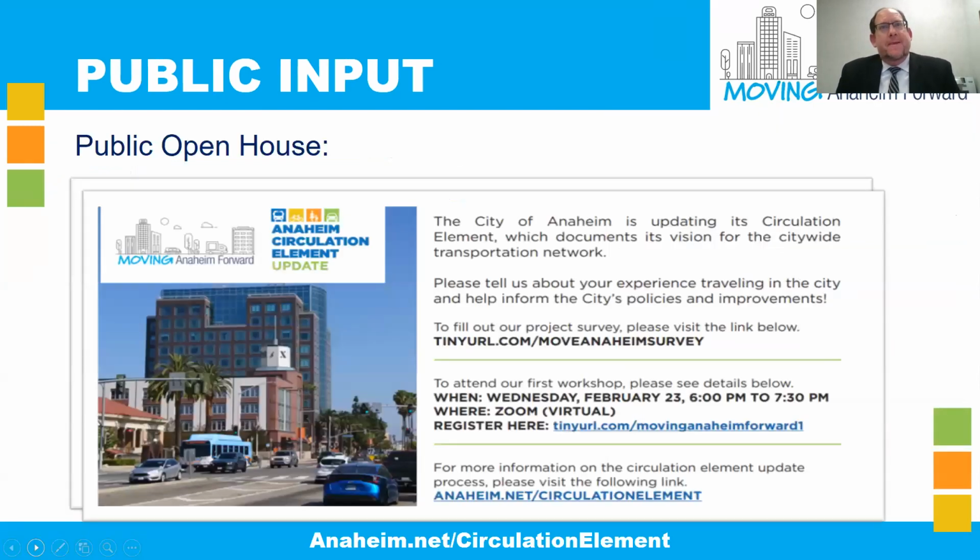Next slide. We'll also be conducting a couple of public open houses over the next few months. Our first one is, as shown on this flyer here, coming up on February 23rd at 6 p.m. At this workshop, we're going to provide an overview of the general plan, a little bit more than what we've done tonight, circulation element update process, kind of what I'm describing right now. And then we'll work through a Q&A session with the public in order to, again, try and understand the types of changes that the public would like to see staff consider as we look at updates to the circulation element.